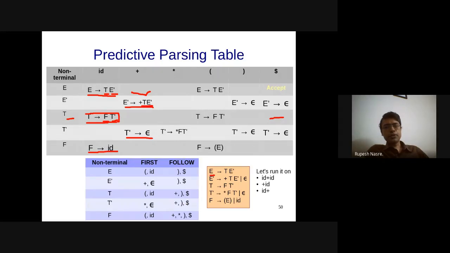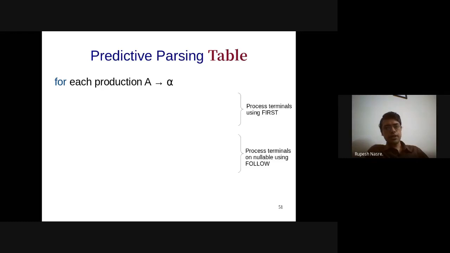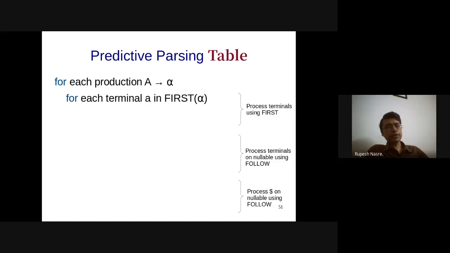Okay, let's move ahead from here, and we are going to make use of this to construct an LL1 parser. The algorithm for whatever we did, I'm going to put in algorithmic form. For each production A deriving alpha, there are three different parts. The first part is processing terminals using first, then processing terminals on nullable using follow, nullable meaning that it derives epsilon, and then the third one is processing dollar on nullable using follow. So these three parts I'm going to write for each production.